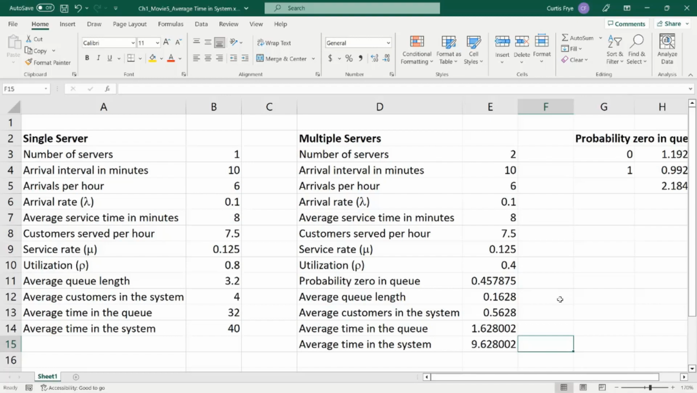So you can see that even adding a second server to a highly utilized process, in this case utilization of 0.8, it makes a big difference in customer satisfaction.